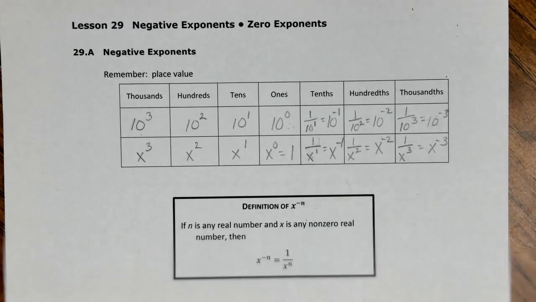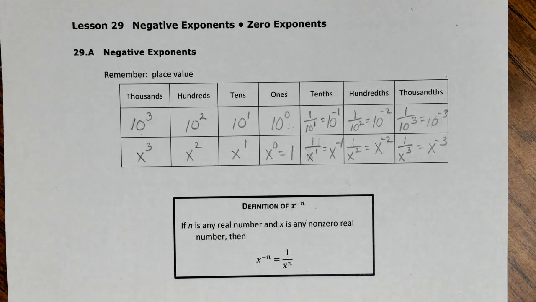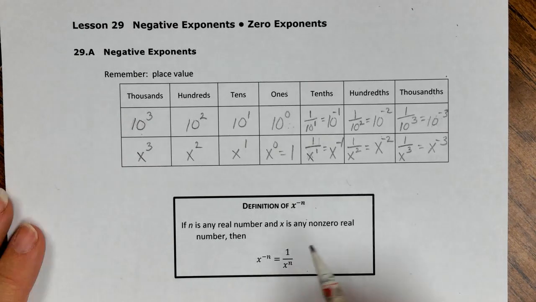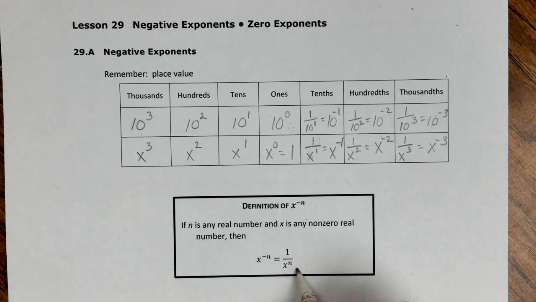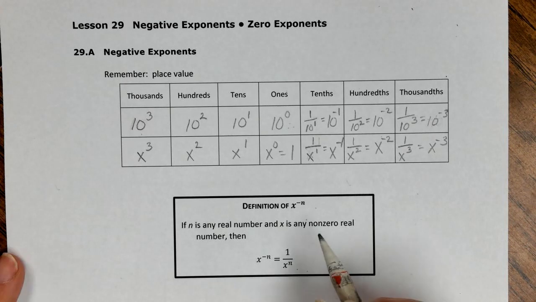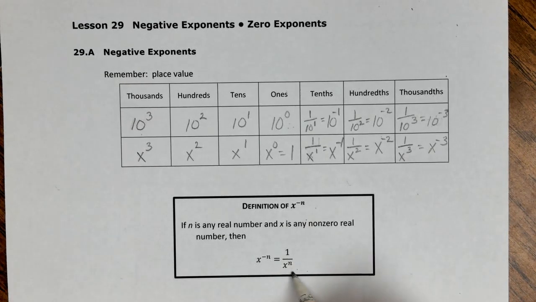The definition of x to the negative n power is equivalent to 1 over x to the positive n. So if n is any real number, any number that can be graphed on the number line, and x is not 0, because we can't divide by 0, then this is true.